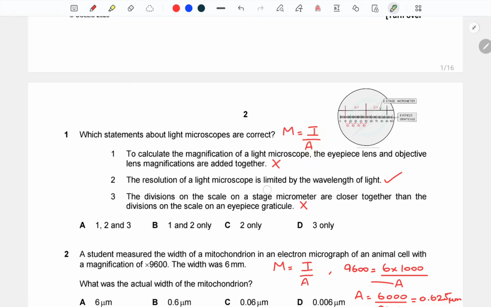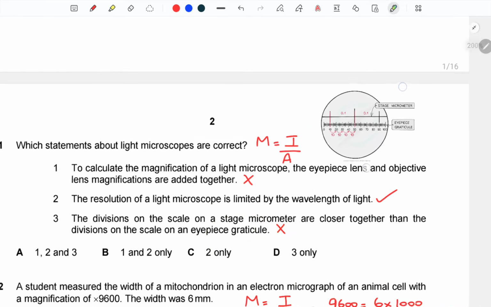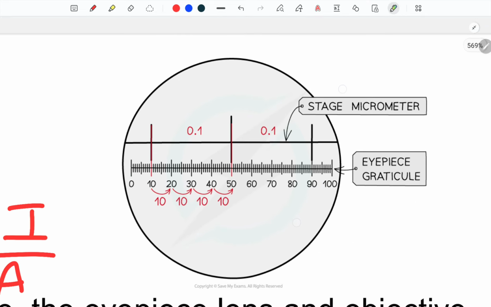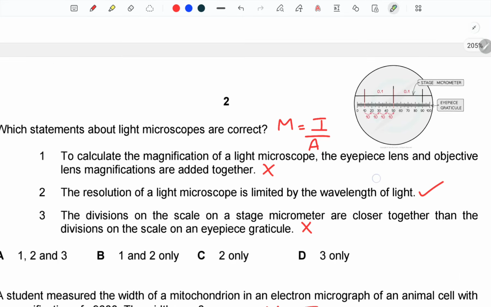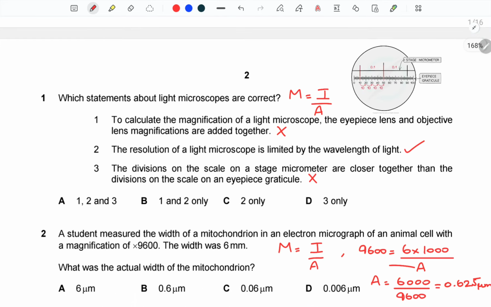The resolution of a light microscope is limited by the wavelength of light. This is correct. And the divisions on the scale on a stage micrometer are closer together than the divisions on the scale on an eyepiece graticule. This is also wrong. We can figure it out from this image over here that the eyepiece graticule divisions are much farther apart than the stage micrometer, and we use the stage micrometer to calibrate the eyepiece graticule. Hence, our answer for 1 should be C.